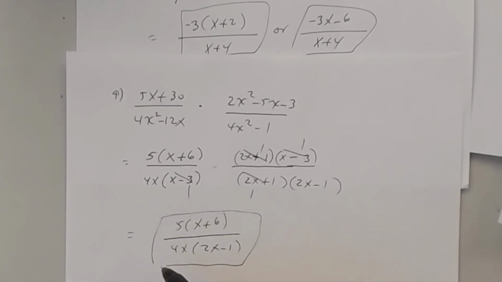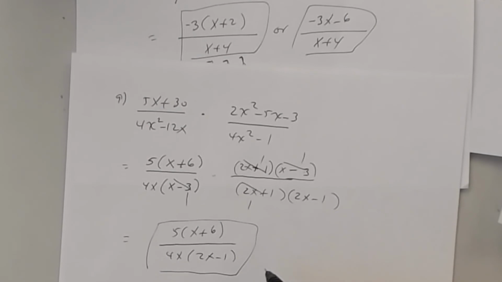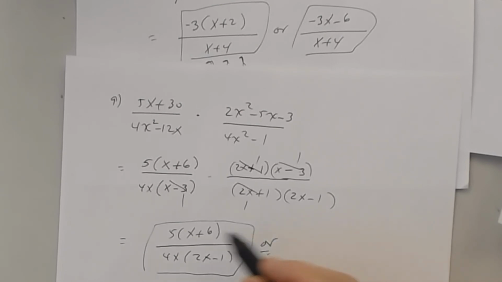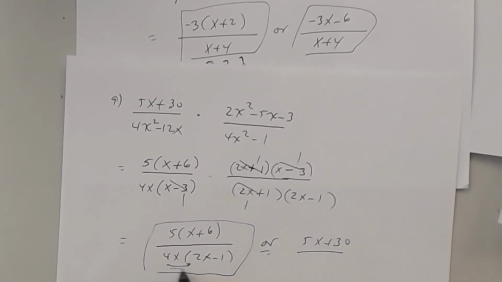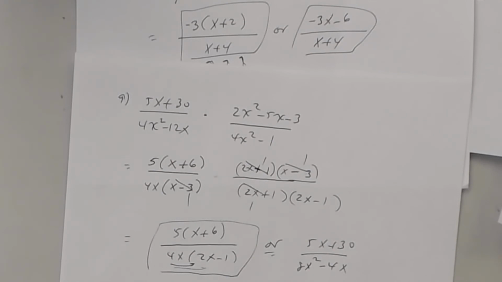Now, leave it in factored form. Don't multiply it out. The denominator might be, for some of you, not that bad because you can distribute here, but you could still mess up somewhere. So if you go further and you make a mathematical error, I can't give you full credit. So just be careful. If you want to go ahead and distribute, you can. That will be 5x plus 30. And the denominator, you're distributing the 4x. So that's going to be 8x squared minus 4x. All right? But leave it in factored form. This is what I would leave it as. All right, so that's multiplication.